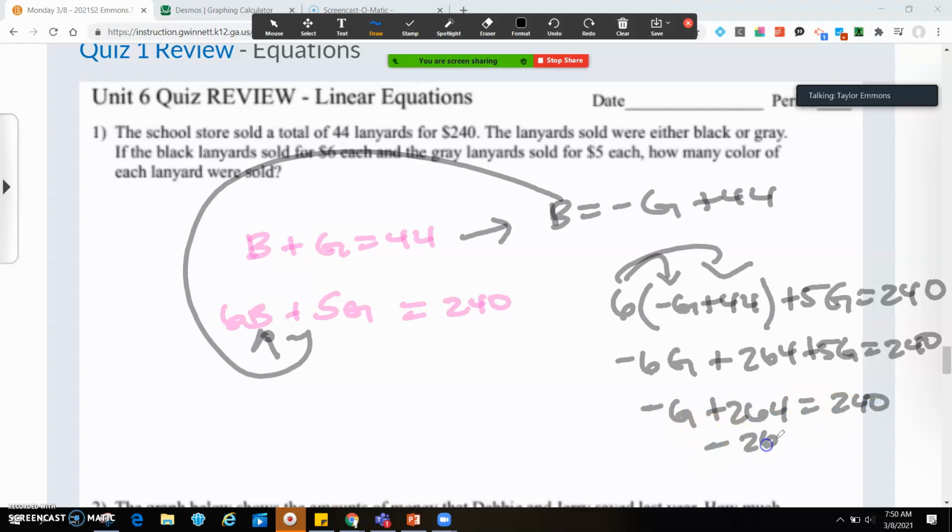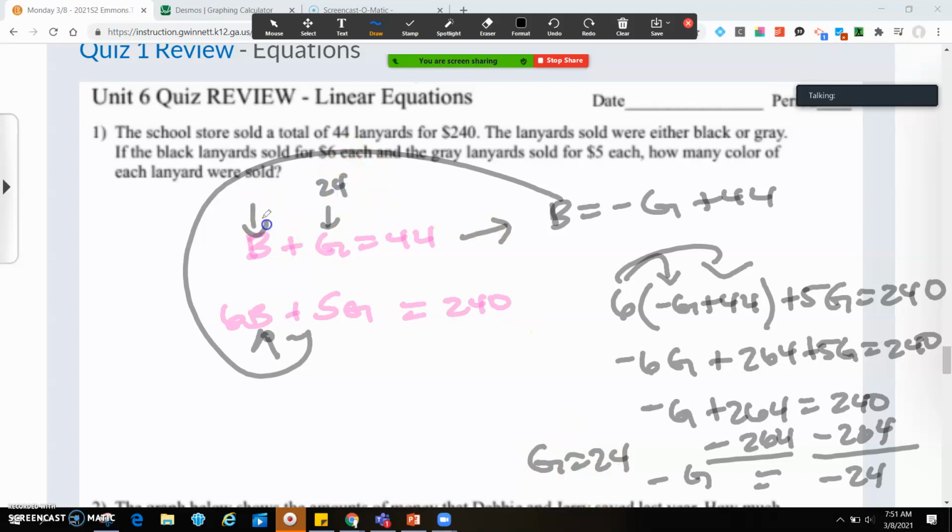I subtract 264 and 240, so that's going to give me negative 24. I divide both sides by negative 1, so G is going to equal 24. So if G is 24, and I plug 24 back into here, B must be 20. So B is 20 and G is 24.